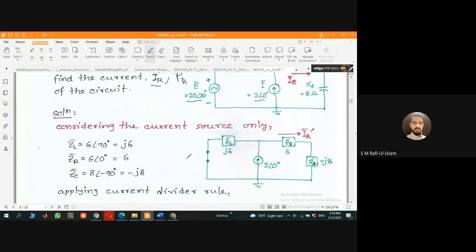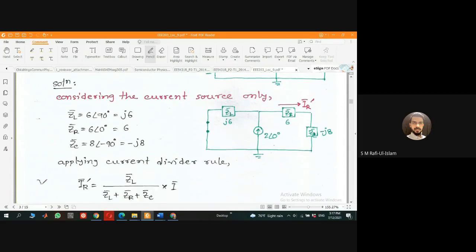You may use current division rule. You may use node analysis. You may use other methods as well, like the loop analysis, whatever. Tell me, which one would be the easiest one. Even you can use source transformation. That is probably the easiest. Current division will also be no problem. It's up to you.